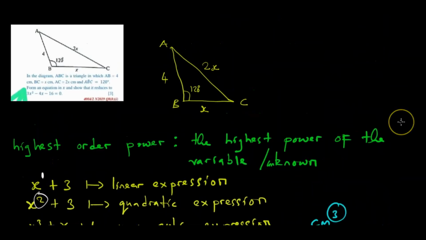kuquestion yedu. The last part of the question iri kuti form an equation in x and show that the equation reduces to 4x squared minus 4x minus 16 is equal to 0. Actually, it's not 4. I'm sorry. It's 3x squared minus 4x minus 16 is equal to 0.